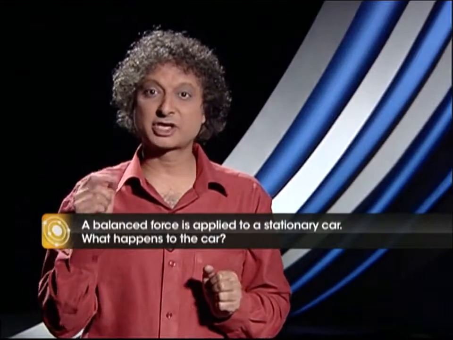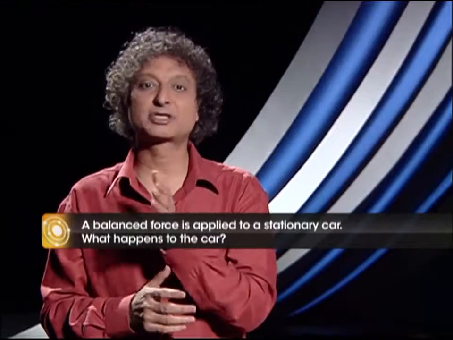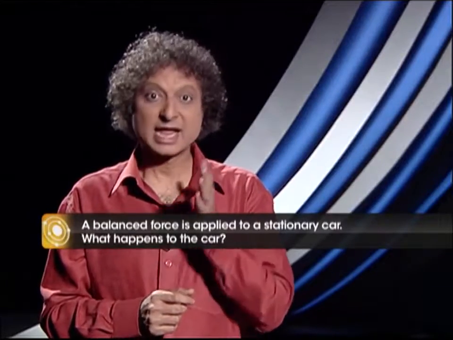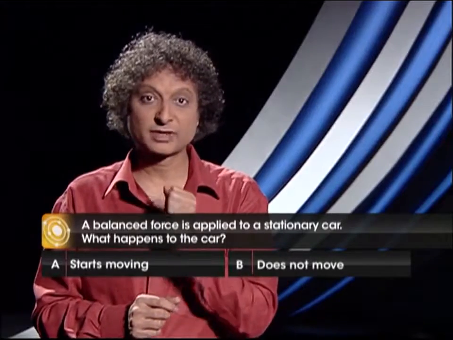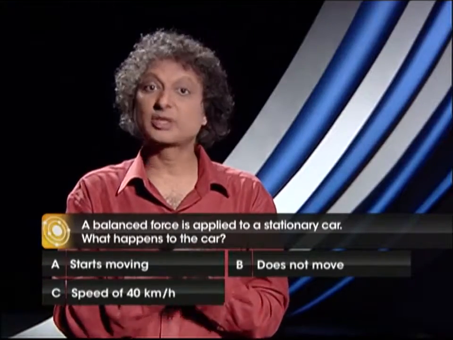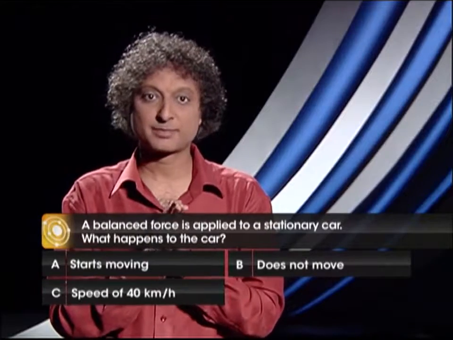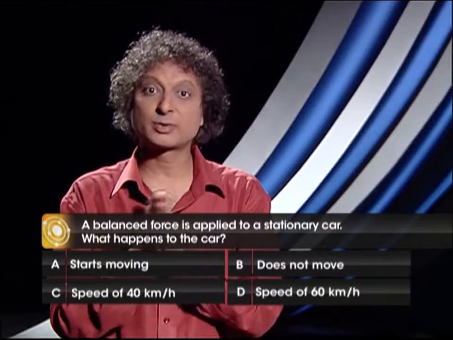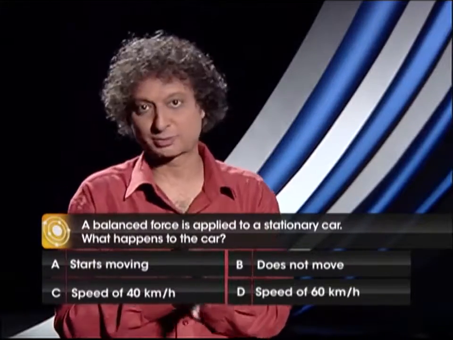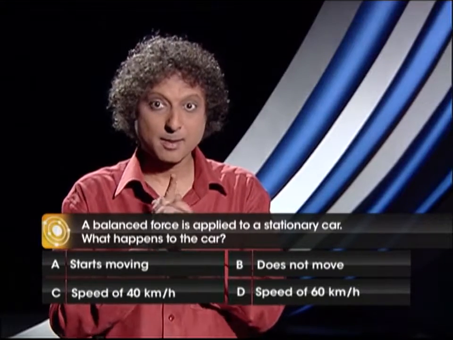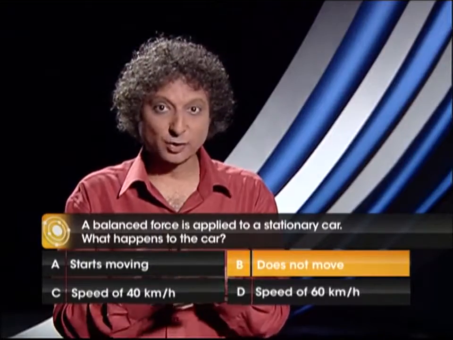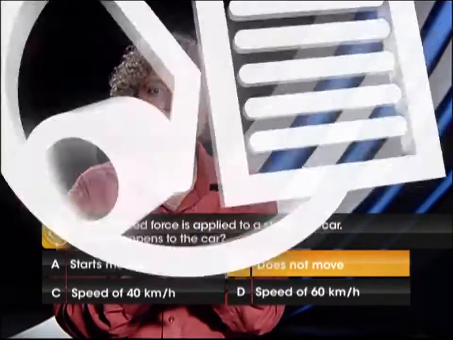That's why it's moving at a constant speed. Number 2. Balanced forces are applied to a stationary car. What happens to the car? It A. starts moving, B. does not move, C. starts moving with a speed of 40 kilometers per hour, D. starts moving with a speed of 60 kilometers per hour. The correct answer is B. Balanced forces cancel each other out.